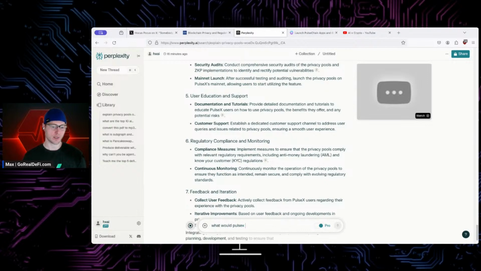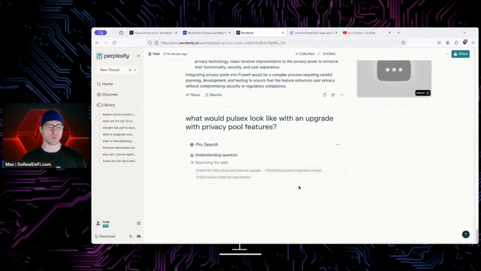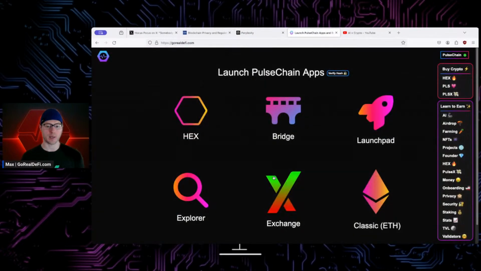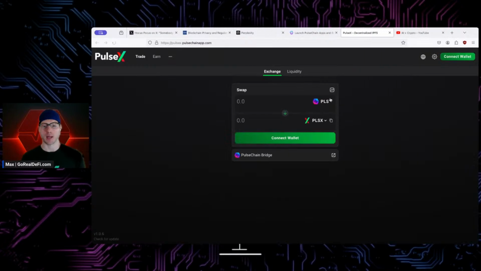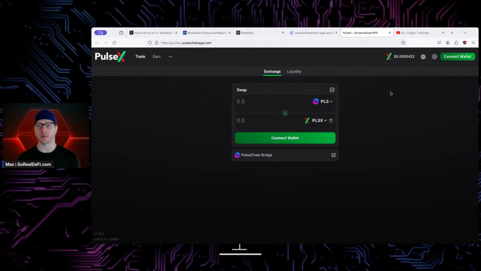What would PulseX look like with an upgrade with privacy pool features? I think it would just be another tab. I'm trying to visualize what the UI would look like. Like you've got trade, earn, burn, info. Would it just be like trade, earn, burn, and then private pools down here, stuff like that?